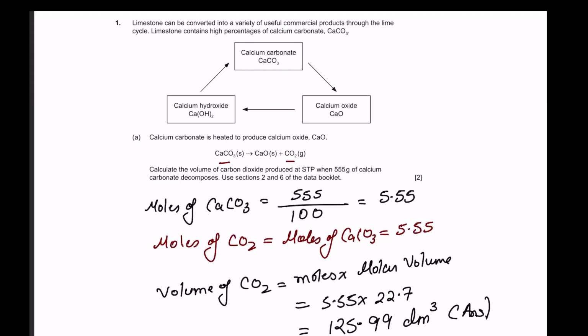Today we will be discussing the questions of IBDP HL Chemistry Paper 2 of Time Zone 2 of year 2021. So let's start with the first question. We have this question where limestone can be converted into a variety of useful commercial products through the lime cycle, and the lime cycle is given here.